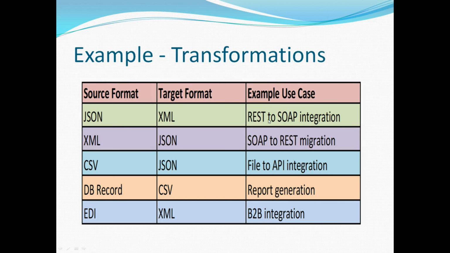These are all the examples. For REST to SOAP integration, we use JSON to XML transformation. Then SOAP to REST migration: SOAP services support XML, so it is XML to JSON transformation. When doing file-based integrations, we get file data in CSV format, so we need to convert it into JSON format. Then for report generation, as I mentioned, DB to CSV conversion is used. Then for B2B integrations, we use EDI files, so we convert EDI files into XML.